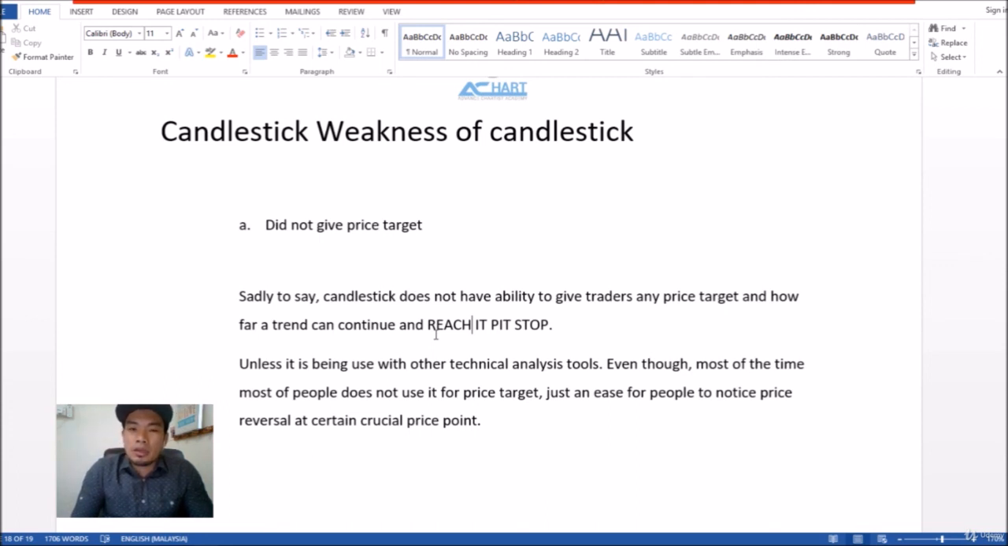Many scalpers and very short-term day traders include candlestick in their analysis because it's only for the short term. If you want to predict for a very long period of time, you can't use candlestick.